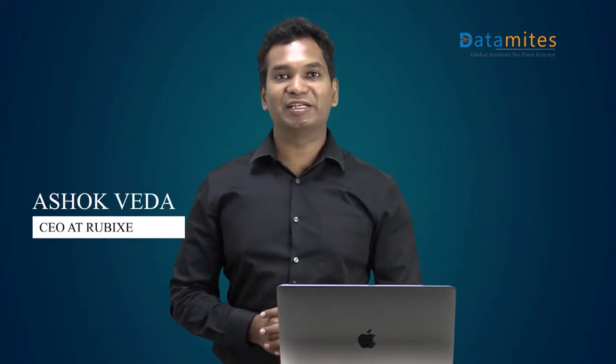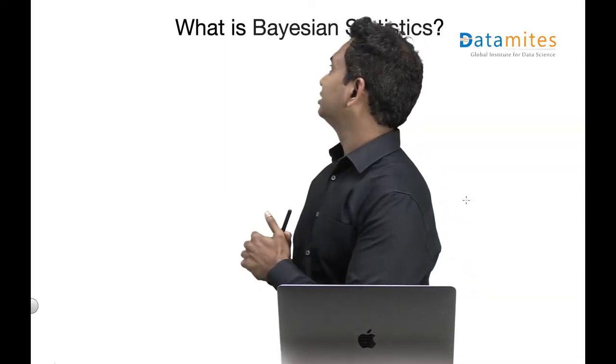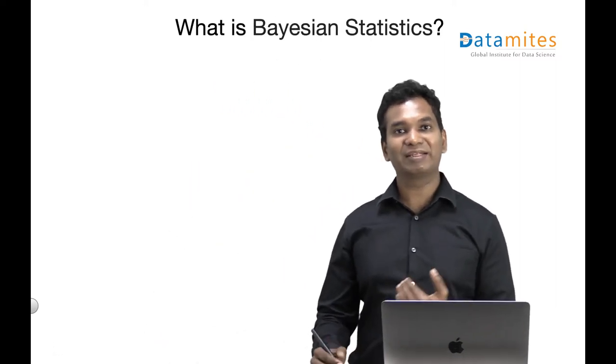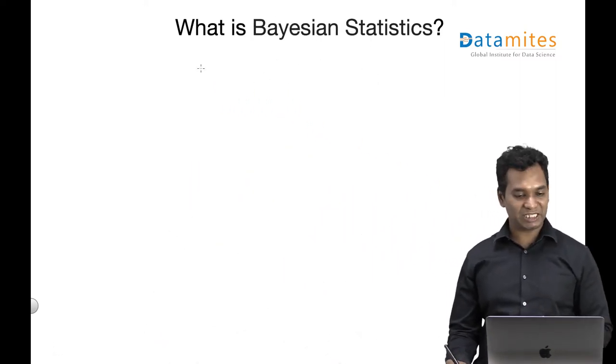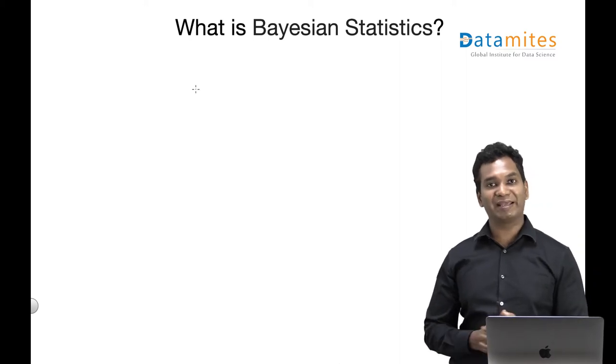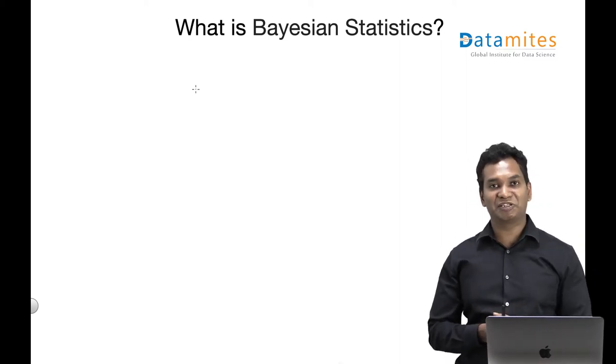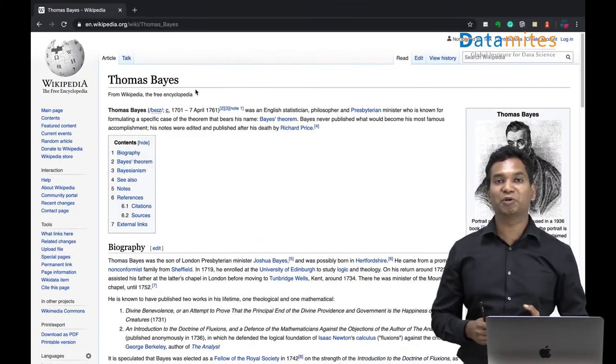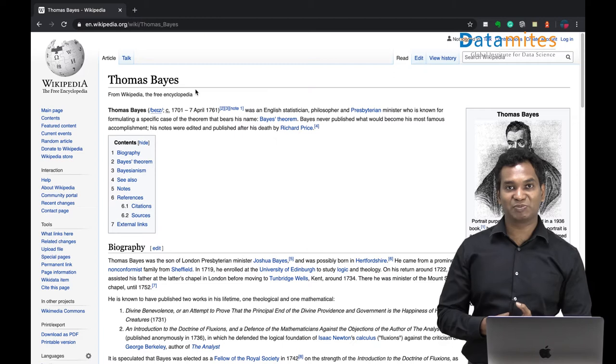Welcome to another video on data science and machine learning terminologies. In this video, we look at Bayesian statistics. What is Bayesian statistics? Well, it basically relies on Bayes' theorem. Bayes' theorem was formulated by Thomas Bayes back in the 1700s. Can you imagine? It's more than 250 years ago that this theorem was formulated.